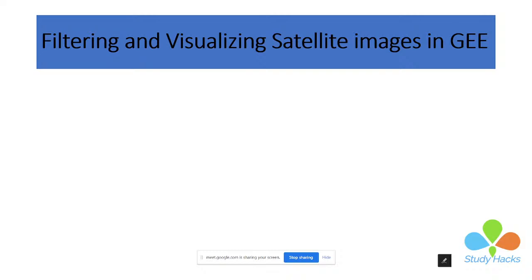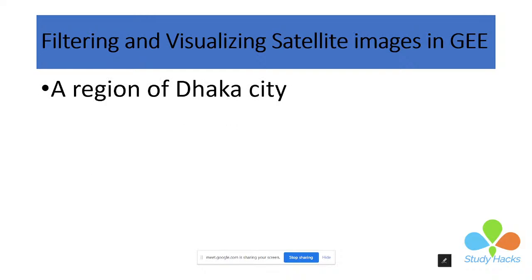But the first factor is that you need to select your region of interest. Suppose you need Landsat 8 satellite imagery for the region of Dhaka city. You need to filter your region.